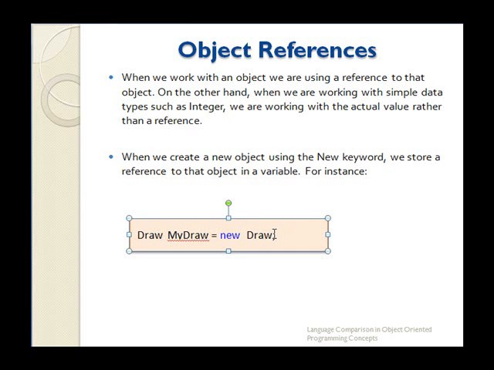We can create another variable to refer to the same object, like Draw myDraw1 or something else. We can change this name and set it equal to new Draw, and that means we can refer to the same object by changing this name.